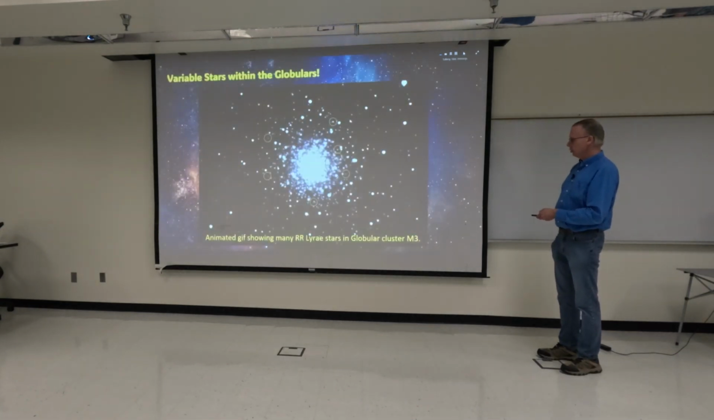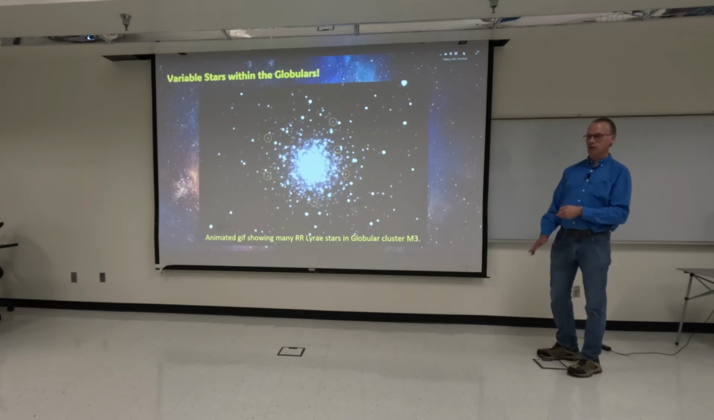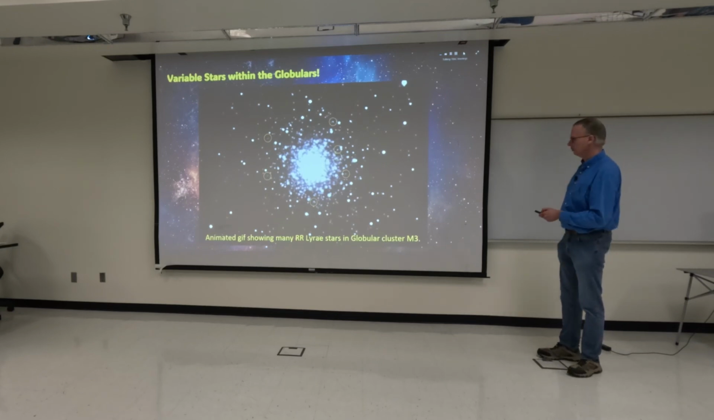Here we can actually see some of these RR Lyrae stars in M3, and I just picked out 1, 2, 3, 4, 5, 6, 7. There are dozens more in here. And when you get a globular cluster that has these variable stars, they're going to have a lot of variable stars, hundreds of them.